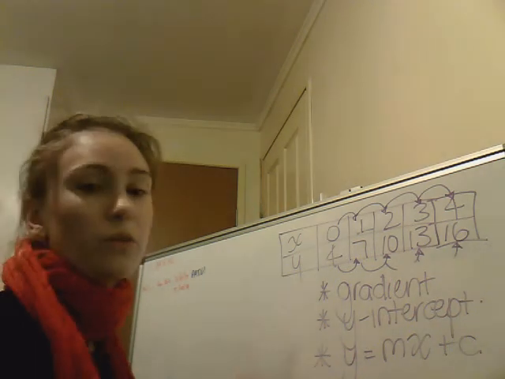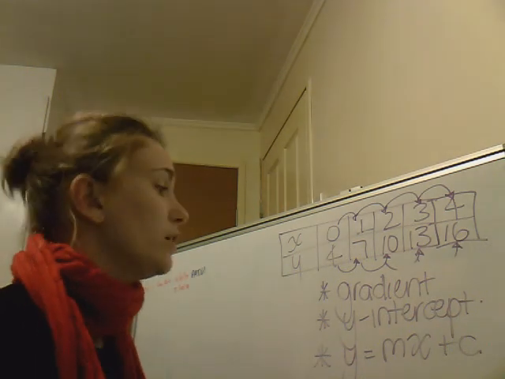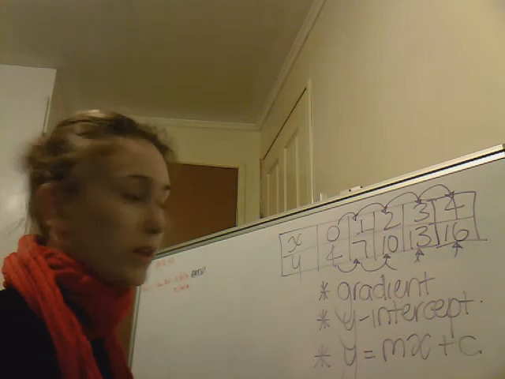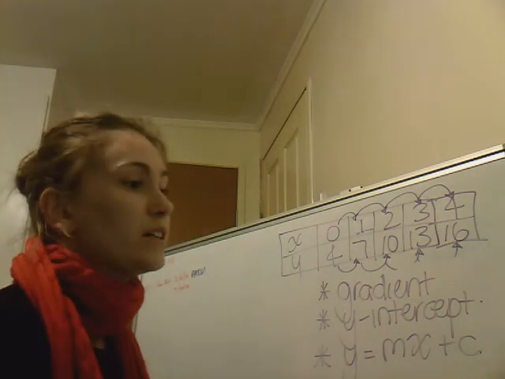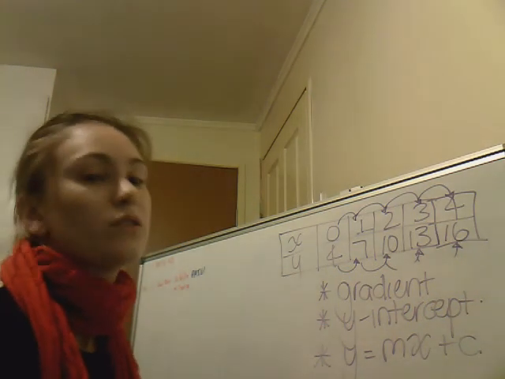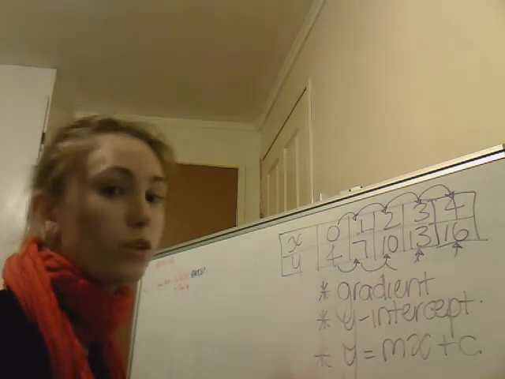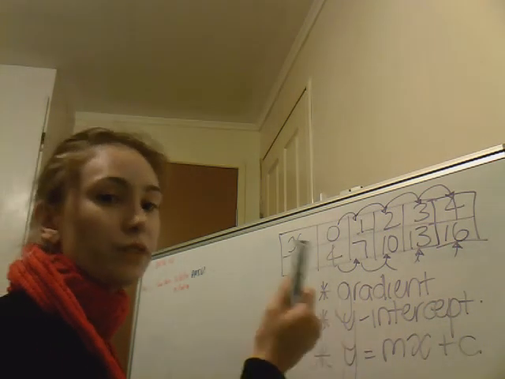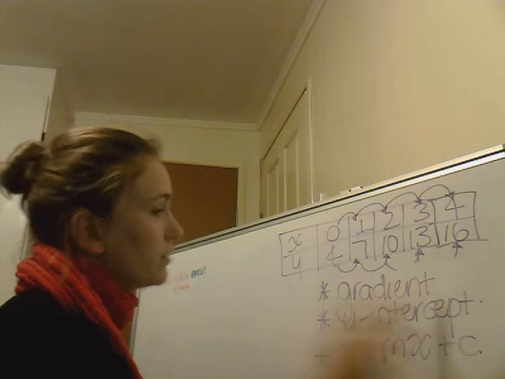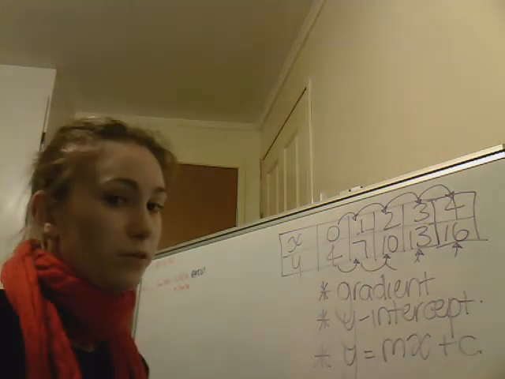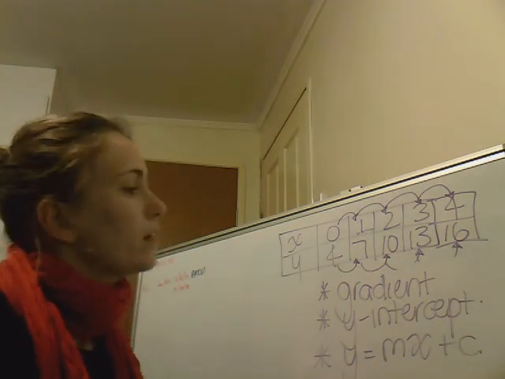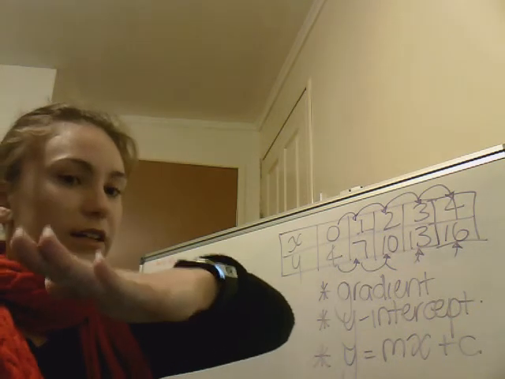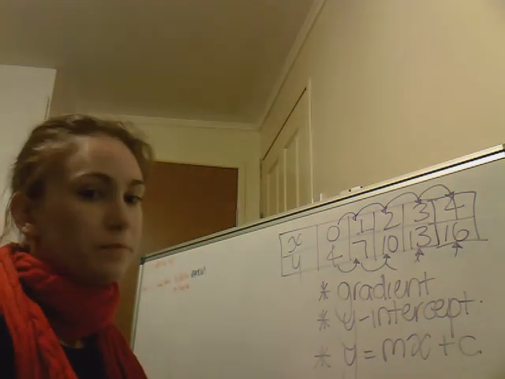How do we find the y-intercept? A refresher, you find the y-intercept when x equals 0. The y-intercept is when the graph hits the y-axis, so it actually crosses at that point. The gradient tells us how steep the line is. So it tells us if it's very, very steep, or only a little bit.